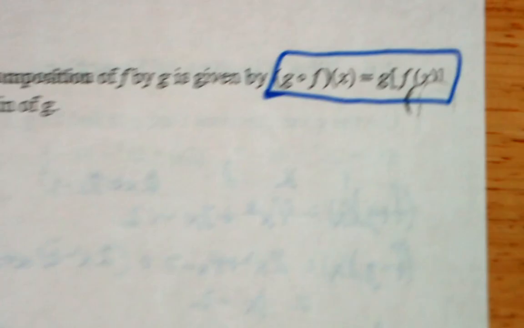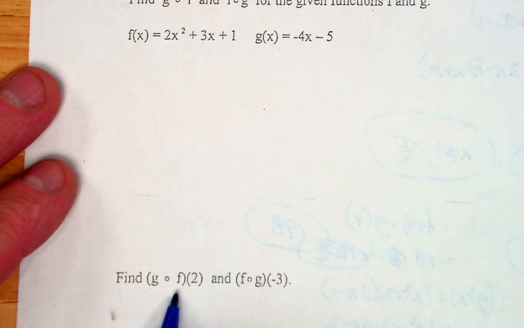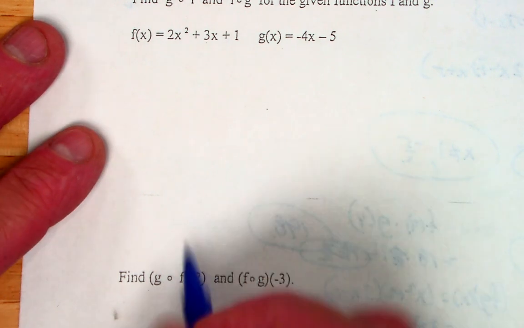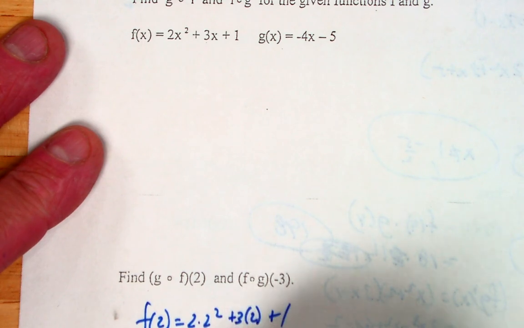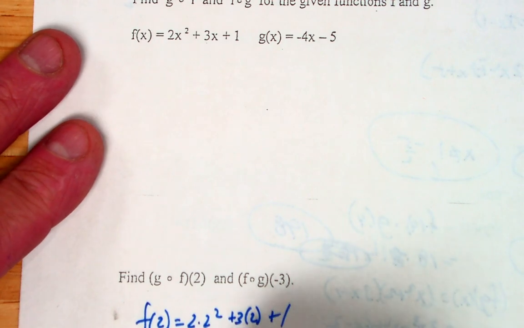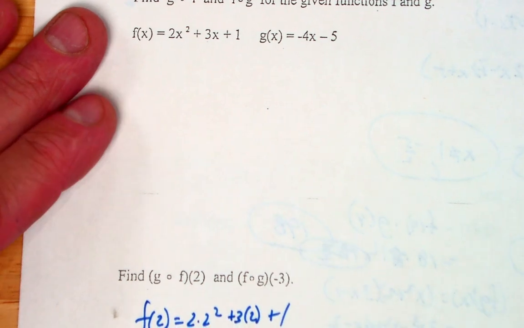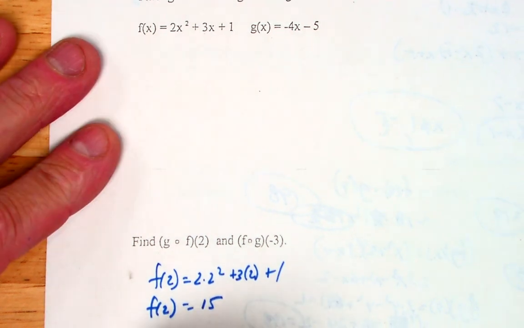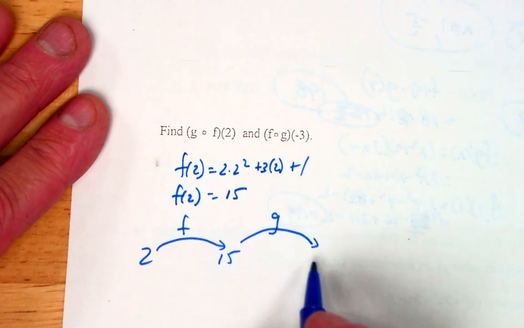I'm going to do this a little differently to make sure you understand the concept. Let's go down to this one right here, g of f of 2. If we wanted to do this one function at a time, what would we do with 2? Plug it into f. So f of 2 is 2 times 2 squared plus 3 times 2 plus 1. That gives me 8 plus 6 is 14, plus 1 is 15. So f of 2 is 15. We are not done yet. If I wanted to find g of f of 2, we're only halfway there. We took 2, put it into function f, and got out 15. Now what do we have to do? Plug 15 into g.